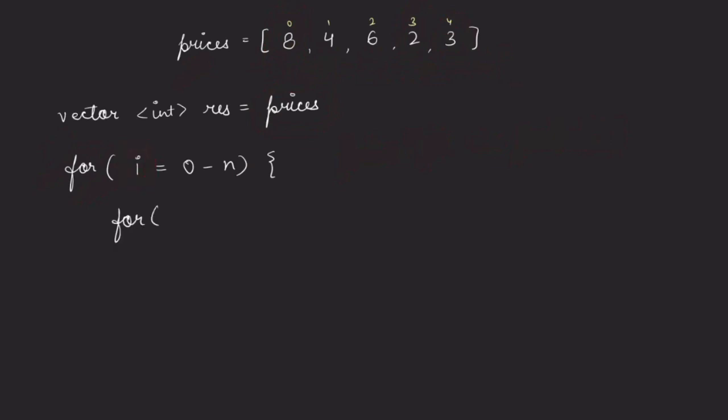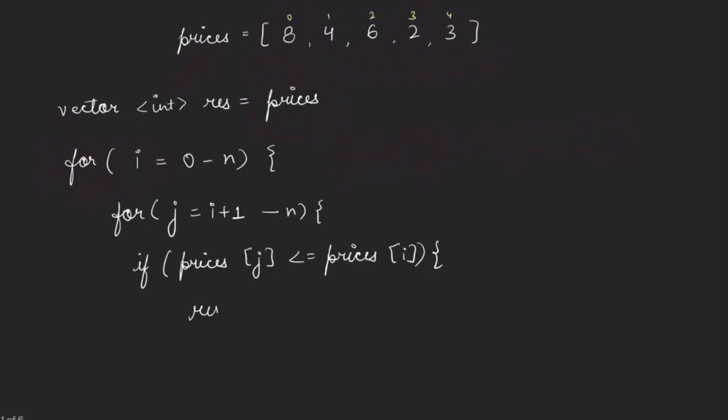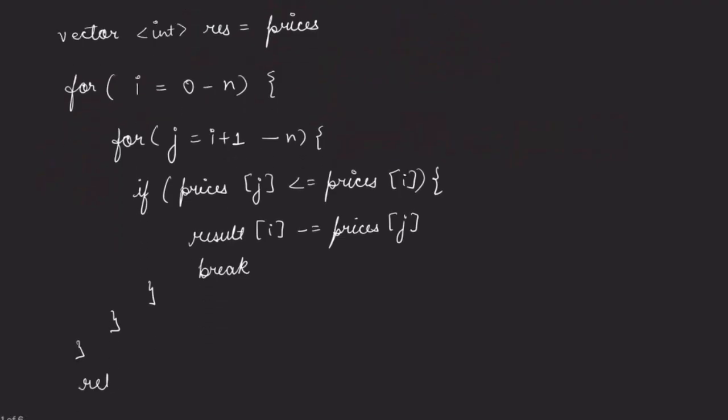So we will run another for loop of j starting from i plus 1 till n, right? And then we will check that if at any point prices of j is less than or equal to prices of i, then that means the condition is satisfied. So in result at index i, we will subtract this discount, which is prices of j, and then we will break this loop. So this is what we can do.